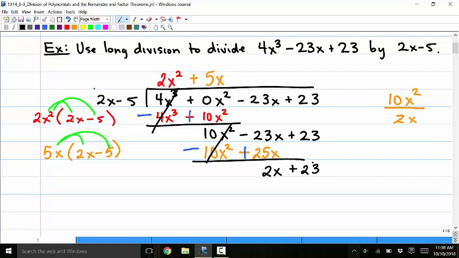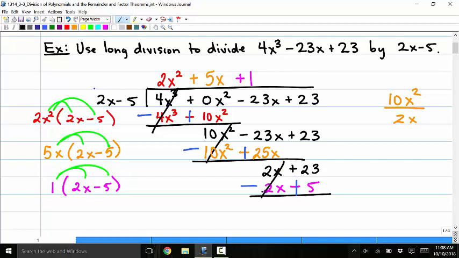We've got to play the game again. What is 2x divided by 2x? 1. So I put plus 1 up top. What do I do with the 1? I need to multiply it by 2x minus 5. Go distribute. And you get 2x minus 5. When I subtract, change the signs, minus and a plus. The 2x minus 2x is gone. 23 plus 5 is 28.